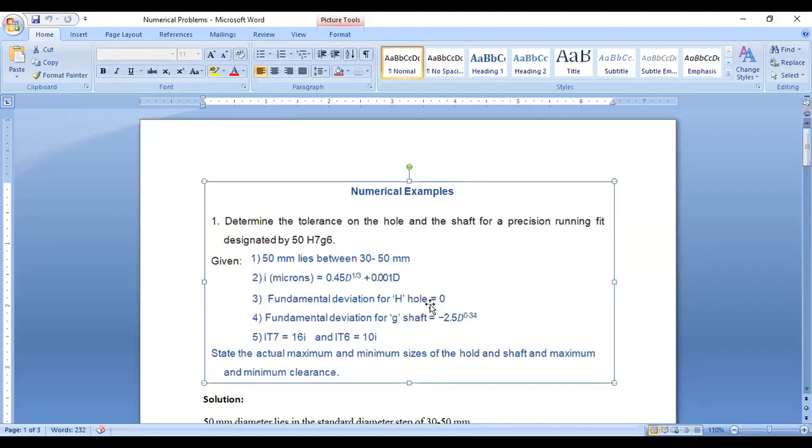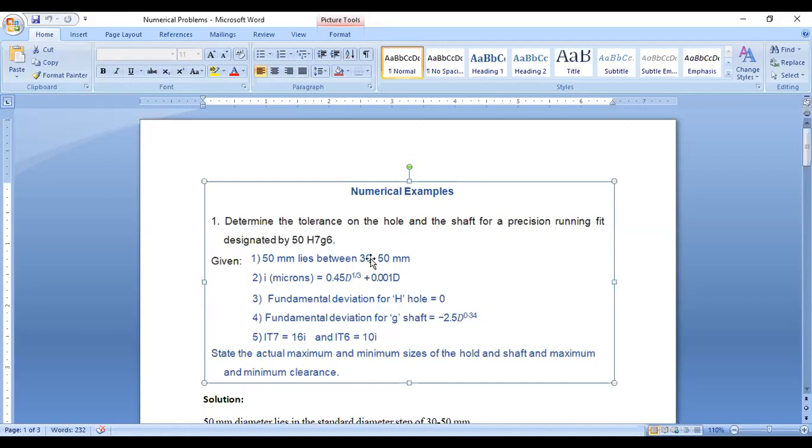Sometimes this will not be given because it is known that the hole H and shaft H both have a fundamental deviation 0. The fundamental deviation of shaft G will be given by the formula minus 2.5 D raised to 0.34, and IT7 is 16I and IT6 is 10I. Also state the actual maximum and minimum sizes of the shaft and hole. So this is the problem statement.